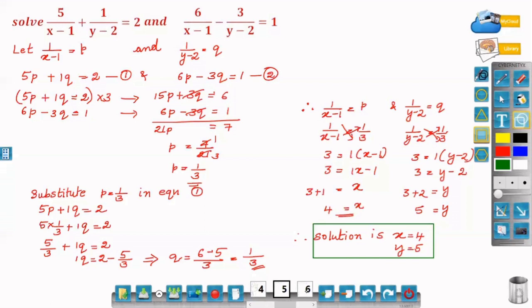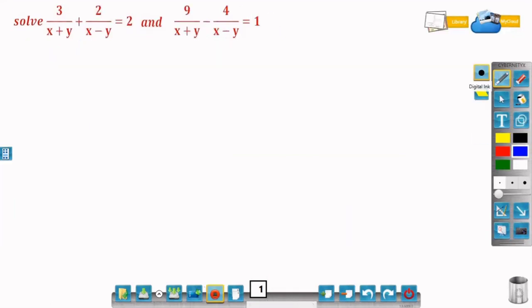Now let us do one more. Solve 3 by x plus y plus 2 by x minus y is equal to 2 and 9 by x plus y minus 4 by x minus y is equal to 1.